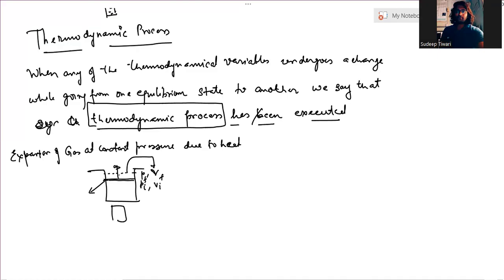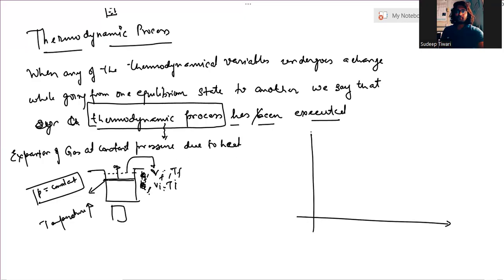So basically you are moving from one state to another. You need some initial variables and then some final variables. Here pressure is kept constant. As you're giving some heat, volume is increasing and temperature is also increasing, T initial and T final. So now you can characterize your initial state by some set of variables, and your final state with some set of variables. You're going from an initial equilibrium state to another equilibrium state, so we say that a thermodynamic process has been executed. Here the thermodynamic process is expansion of a gas at constant pressure due to heat.